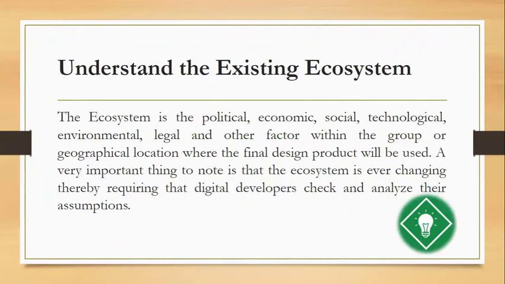The second principle of digital development is understand the existing ecosystem. The ecosystem is the political, economic, social, technological, environmental, legal, and other factors within the group or geographical location where the final design product would be used. A very important thing to note is that the ecosystem is ever-changing, thereby requiring digital developers to check and analyze their assumptions.